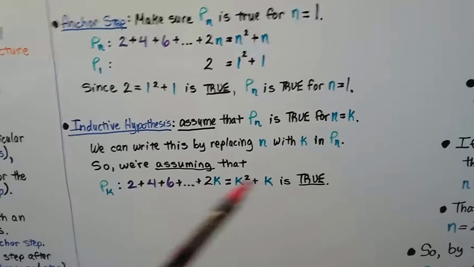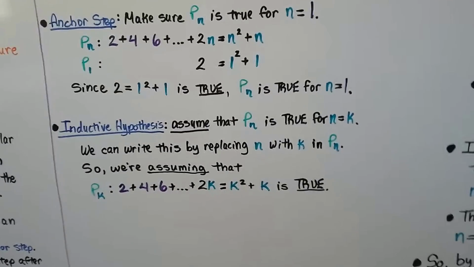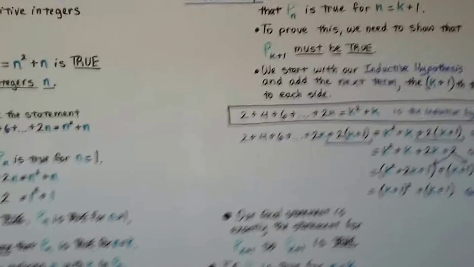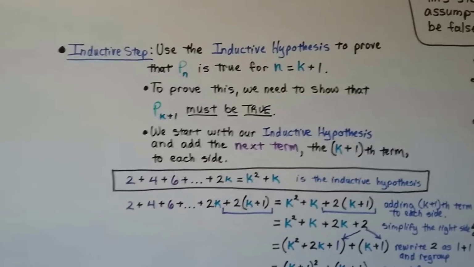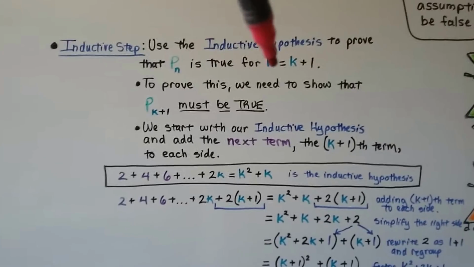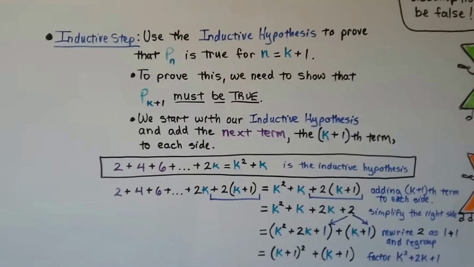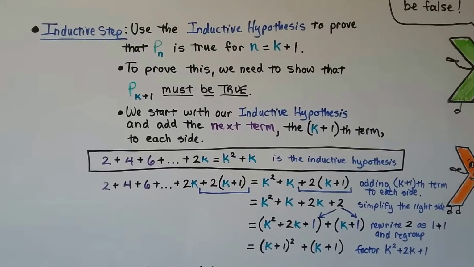We're going to assume that this is true. So this is our inductive hypothesis, with the k's in place of the n. Now, here's the inductive step. We're going to use that inductive hypothesis, where we put the k's in place of the n, to prove that P sub n is true for n equals k plus 1. And to prove this, we need to show that P sub k plus 1 must be true.